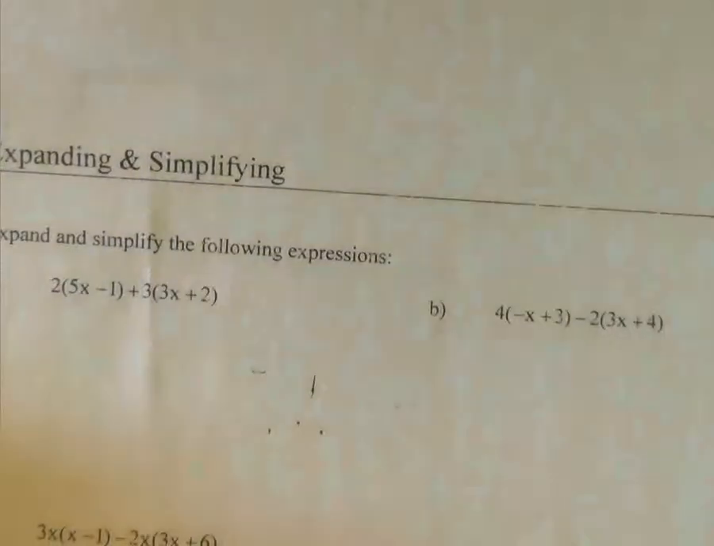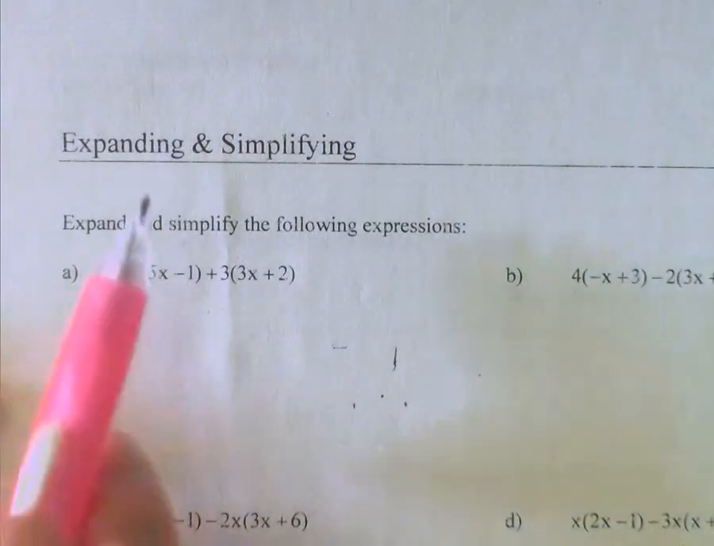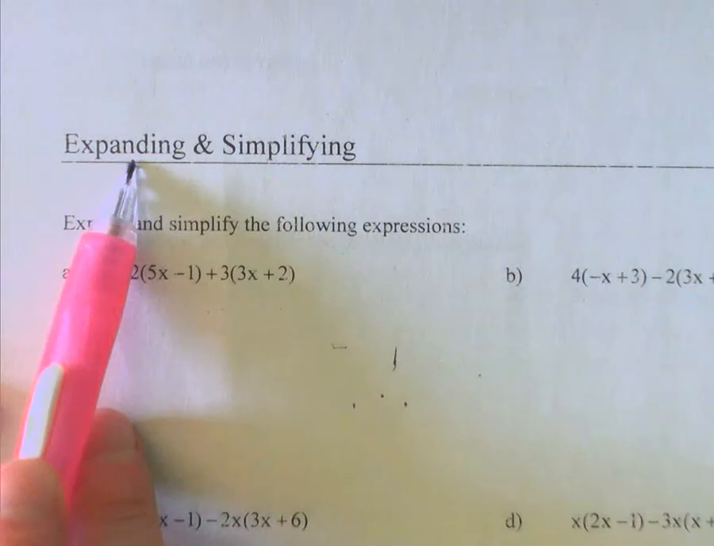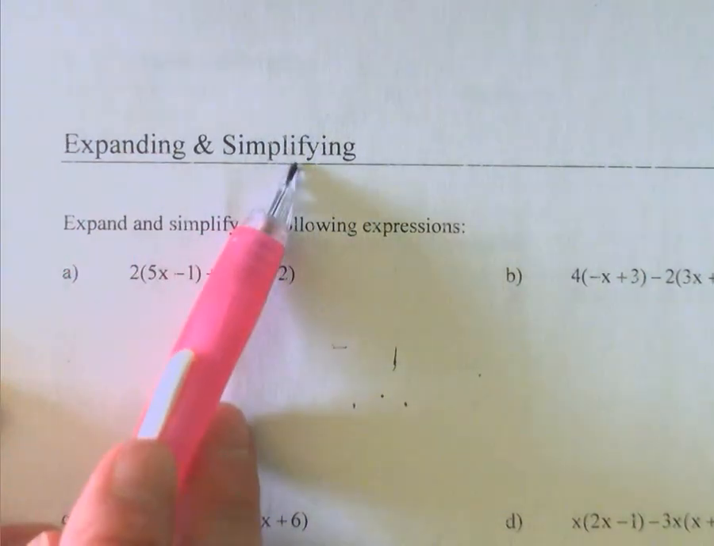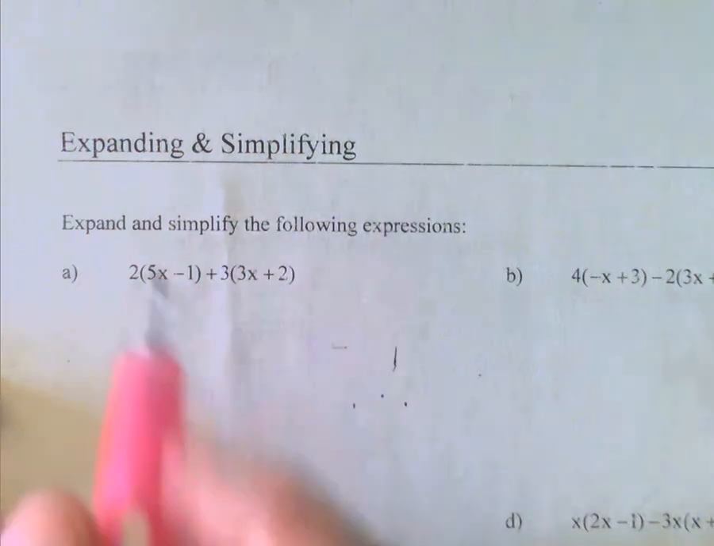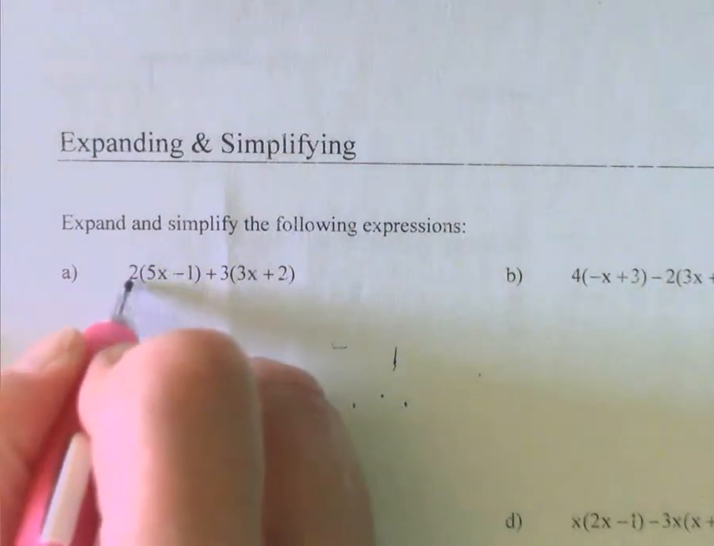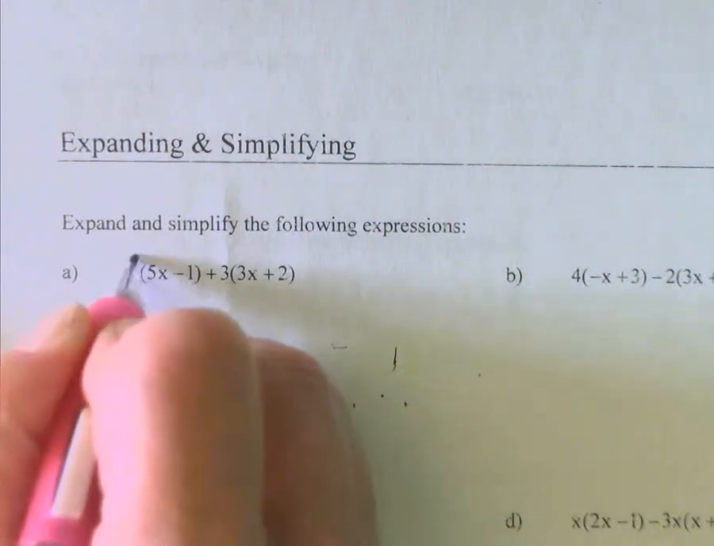Okay, let's put everything together. We're going to expand and simplify. So expand means to multiply the number in front of the brackets inside the brackets, and simplify means to add like terms. So I'm going to go here and I'm going to say, well, this tells me to multiply 2 times this bracket.